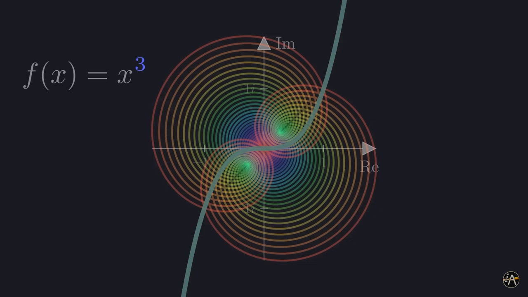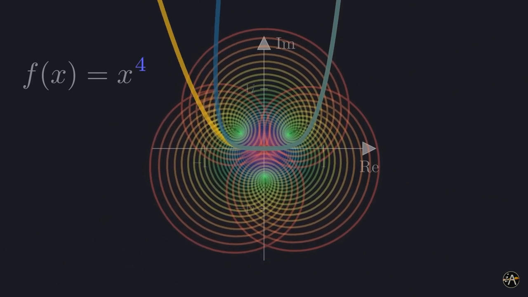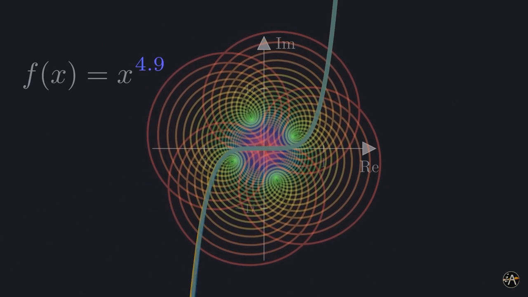Let's go to x to the 4th power, and then to 5th. Right, it's making less and less sense to think of these points as foci. We get them in areas where the graph of the function bends, but also elsewhere seemingly unrelated to what the graph is doing.